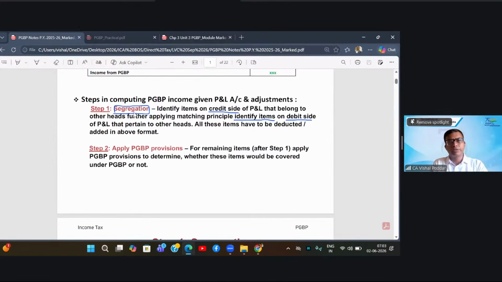First is segregation. So you will be given the trading P&L of accounts. Take that as the base. Take those items which are not part of business head because they belong to some other head or that item is exempt. So that is segregation. You have to first add or less those items to remove their effect from the net profit of accounts.